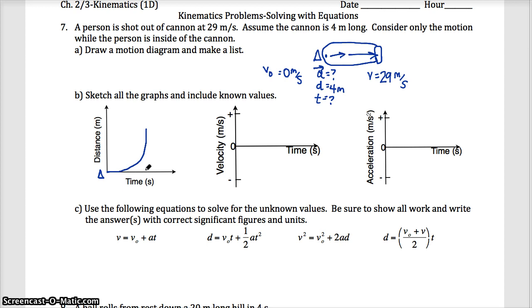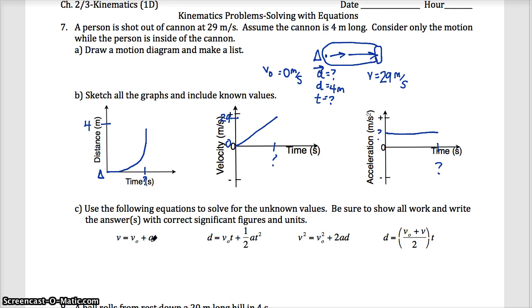I don't know the time, and the distance I know is 4 meters. Here, the velocity, I know it starts off at 0. It's heading away, so it's going to be positive, and it goes up to 29, but I don't know the time. And then the acceleration, we know, is positive, the slope is positive, and horizontal, because it doesn't change. I don't know the time, and I don't know the acceleration.